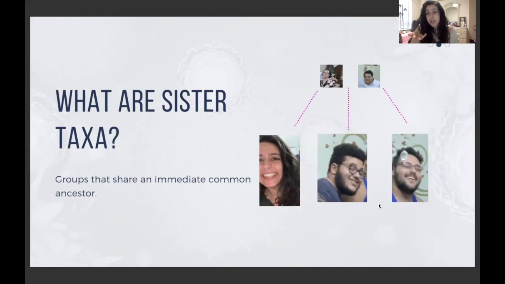So in this picture, what seems like a proper analogy for sister taxa? We see that me and my two brothers, all three of us, share an immediate common ancestor. That would be my parents, right? So that would make me and my brothers analogously sister taxa, right? That's just to try to help everyone further understand this concept.